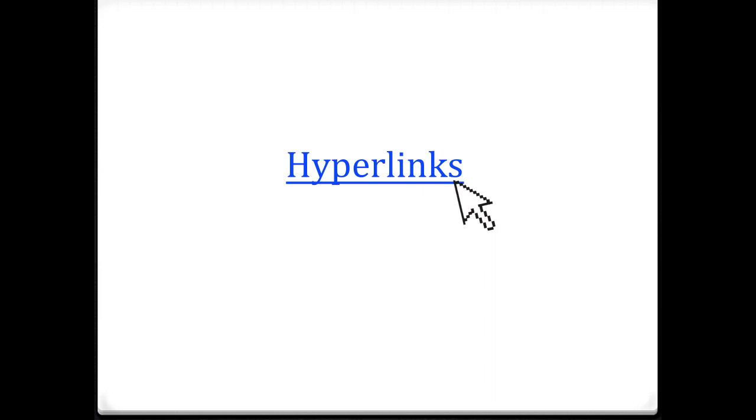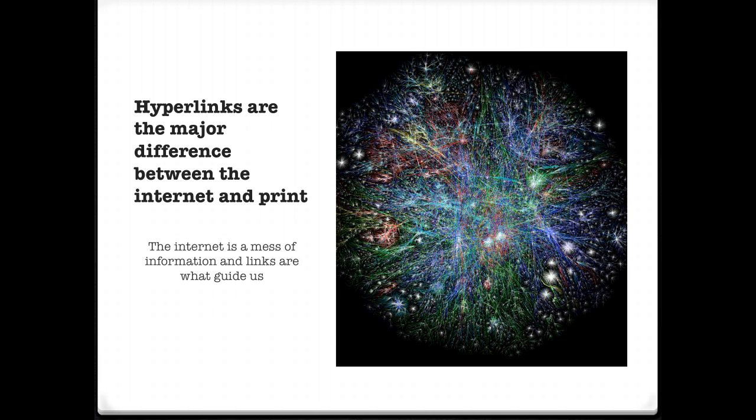Moving on to hyperlinks. Hyperlinks are the major difference between the internet and print. Because in print, if people want to learn more information, they would have to go find it by themselves, find another book, go online later. They basically have to just count on what you have presented before them. It's not in the article. They're probably not going to learn it on their own.